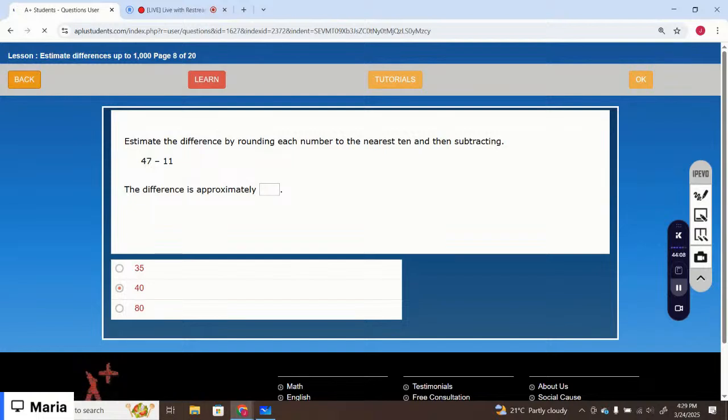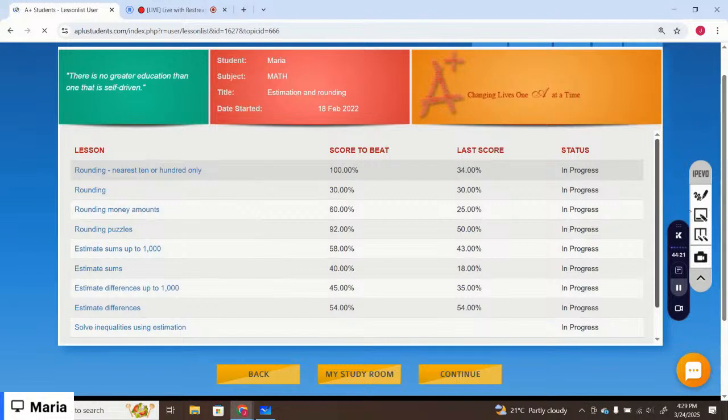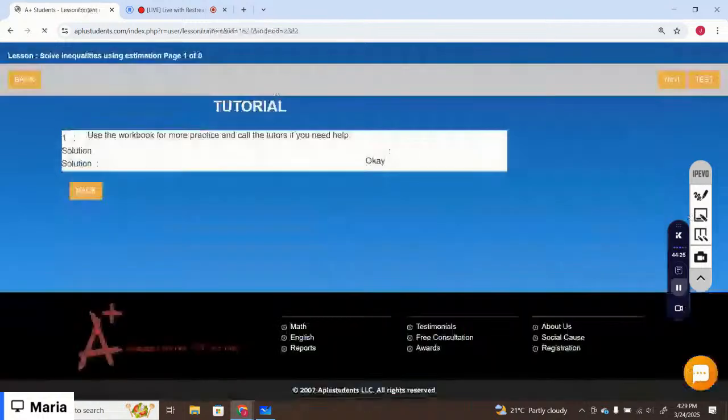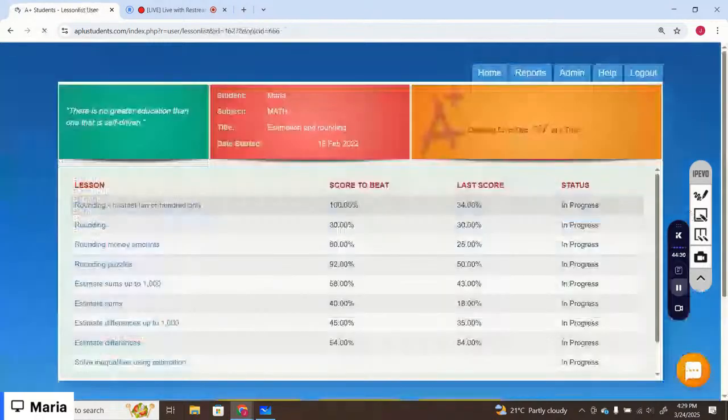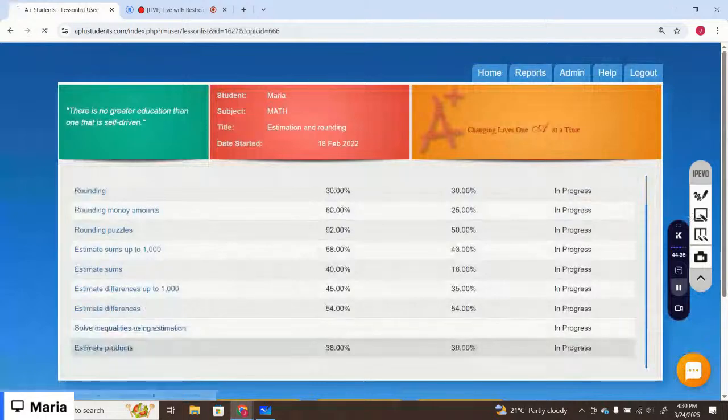Okay, you can complete the lesson by yourself later today. Let me just move on to the next lesson. The next lesson is estimate differences. That is exactly the same as we just did. So let's move on to the next lesson, solve inequalities using estimation. That is also moved to the next grade. So let's just do the last one from the chapter, that is estimate products.